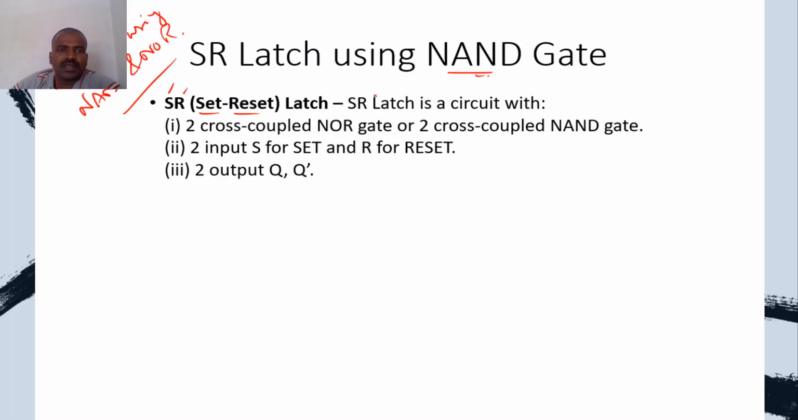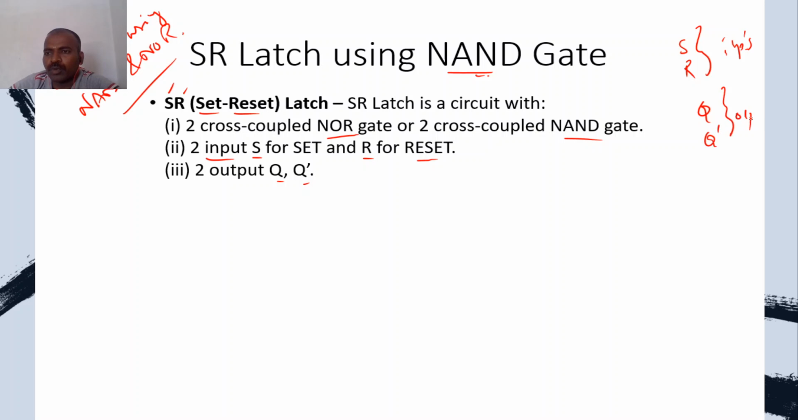For drawing this SR latch, it consists of two cross-coupled NOR gates or two cross-coupled NAND gates. So totally two NOR gates or two NAND gates are involved here, and two inputs. One input is S and another input is R, reset, and there are two outputs, Q and Q bar. So totally four variables: S and R are the inputs, and Q and Q bar are the outputs.